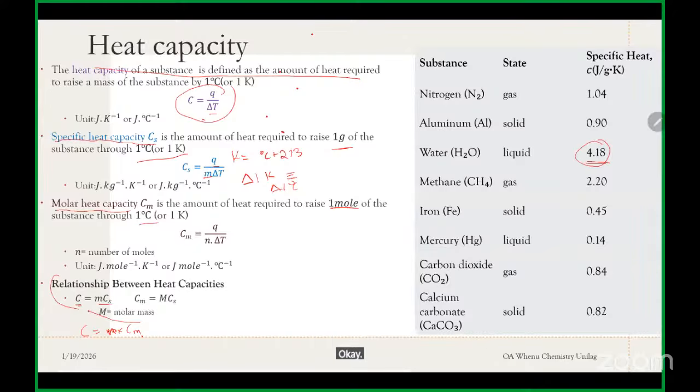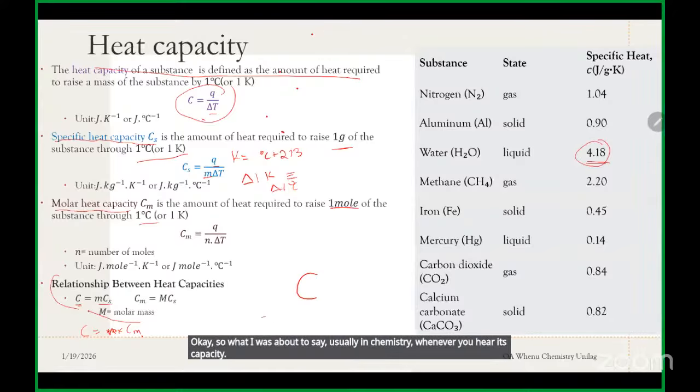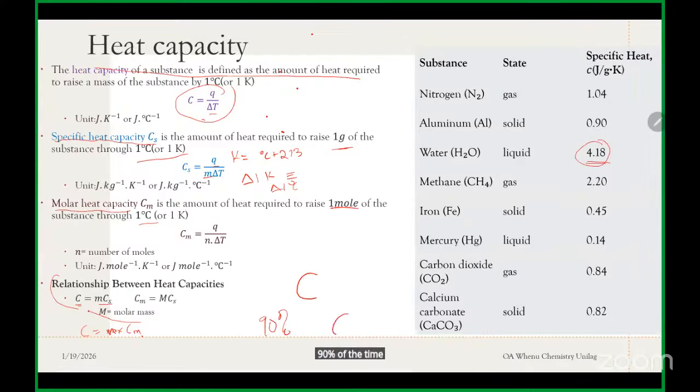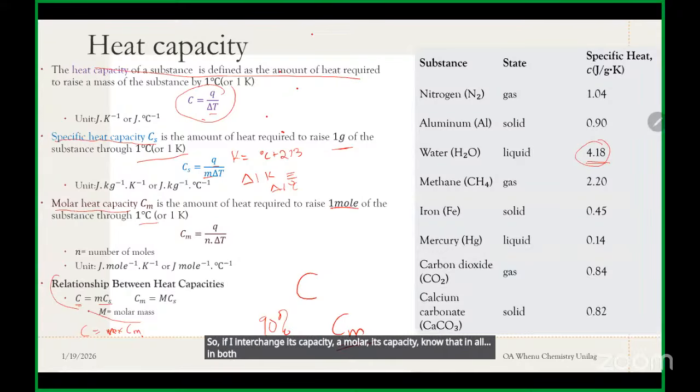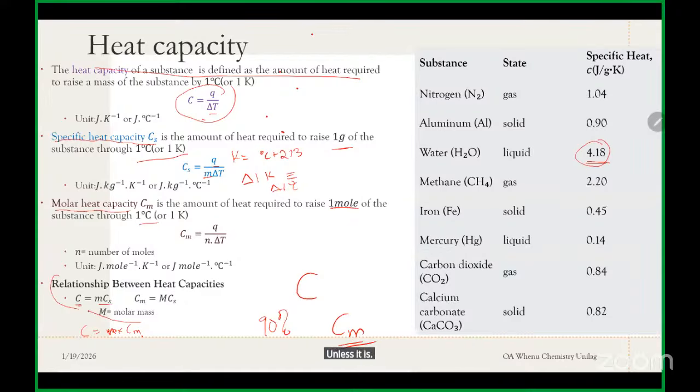Okay, so what I was about to say, usually in chemistry, whenever you hear heat capacity, 90% of the time we're referring to the molar heat capacity. So if I interchange heat capacity and molar heat capacity, know that in both cases, I'm most likely referring to the molar heat capacity, unless it is specifically emphasized.